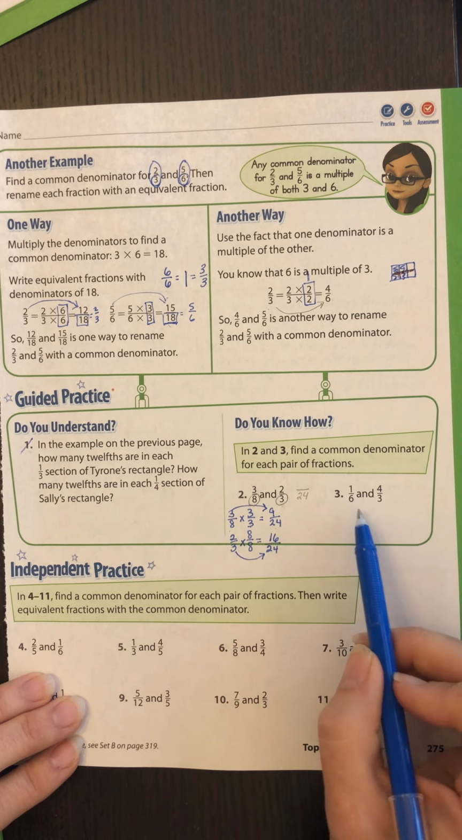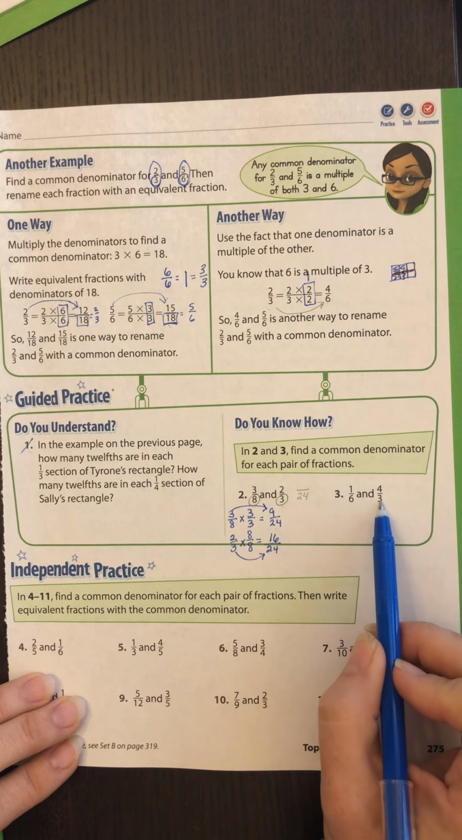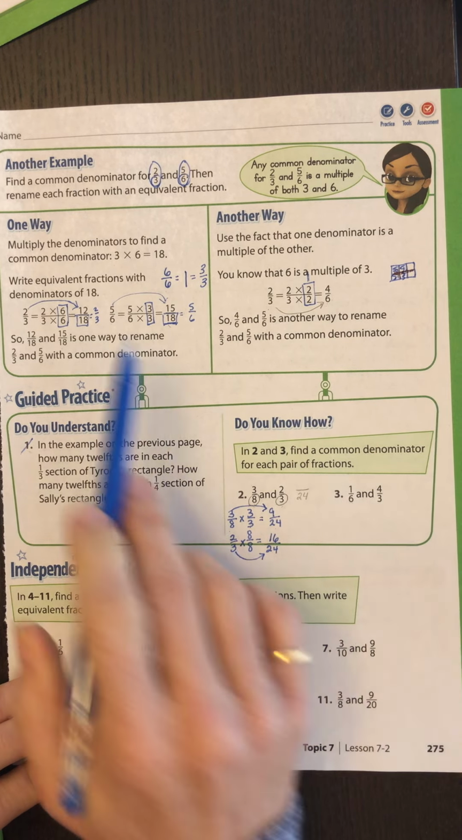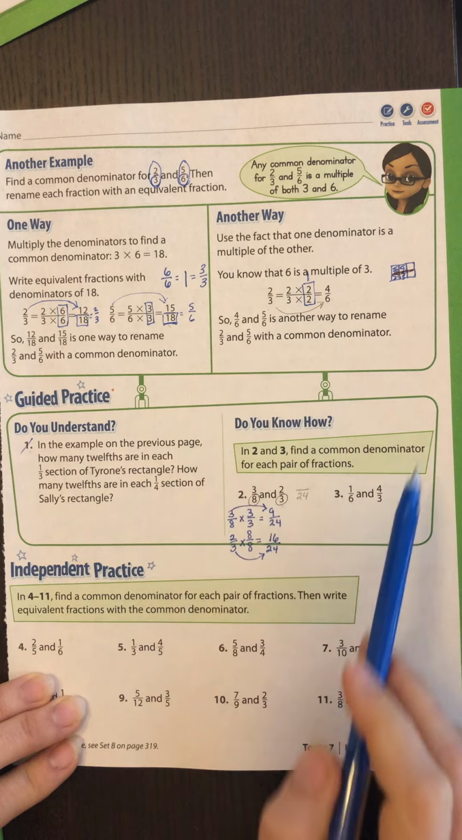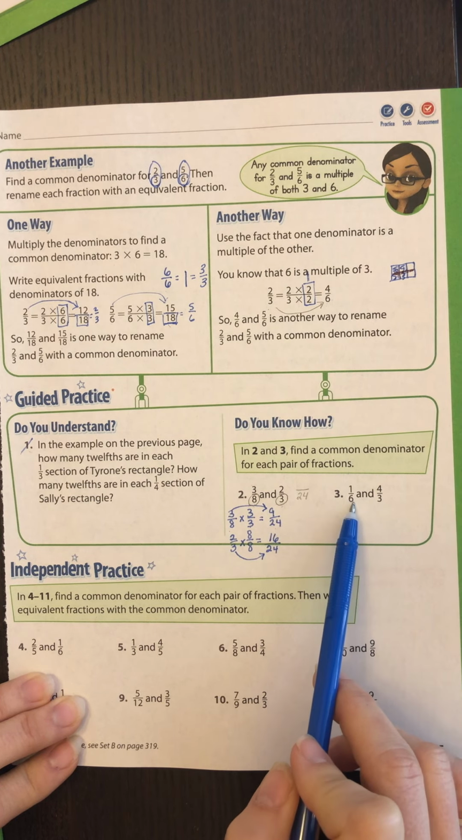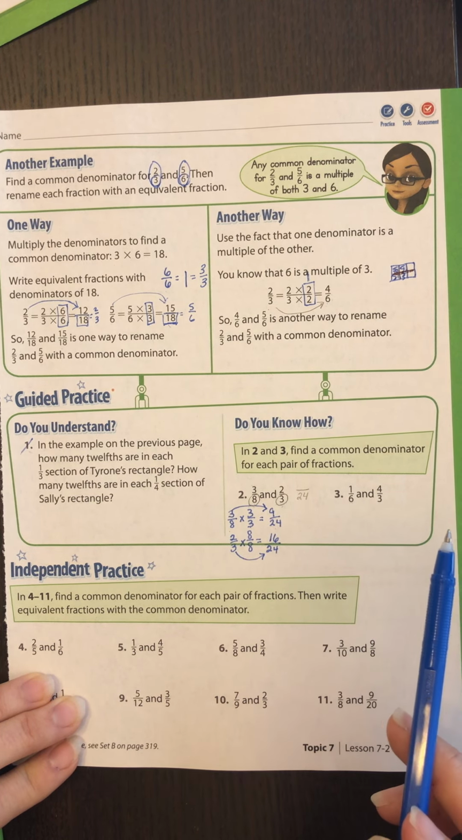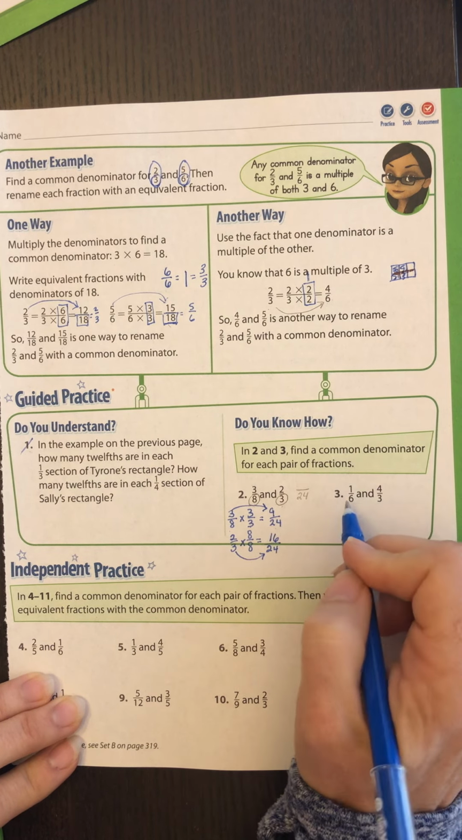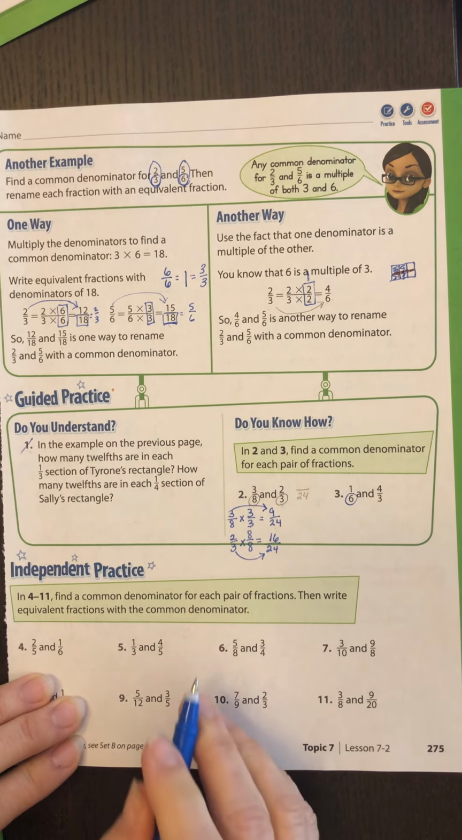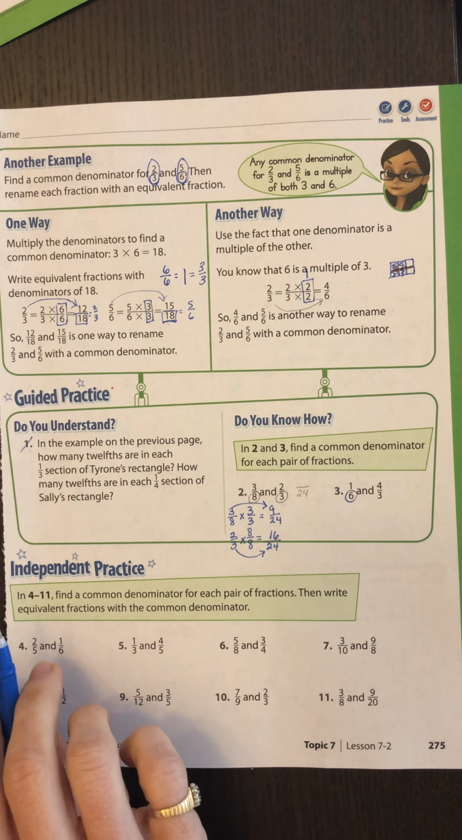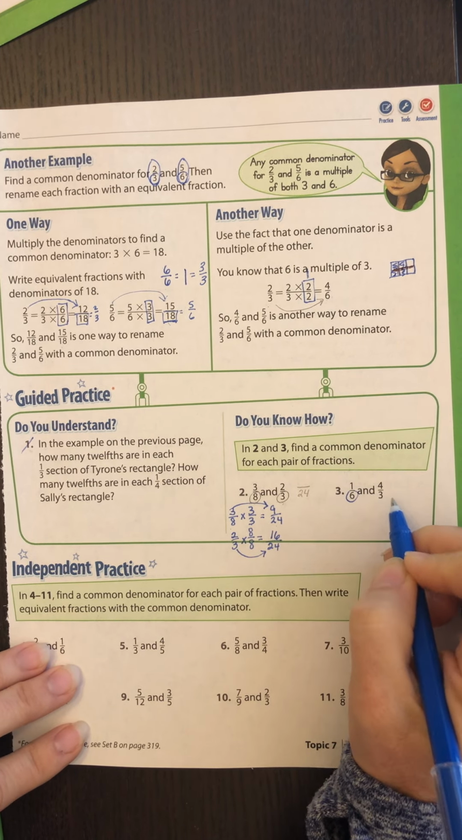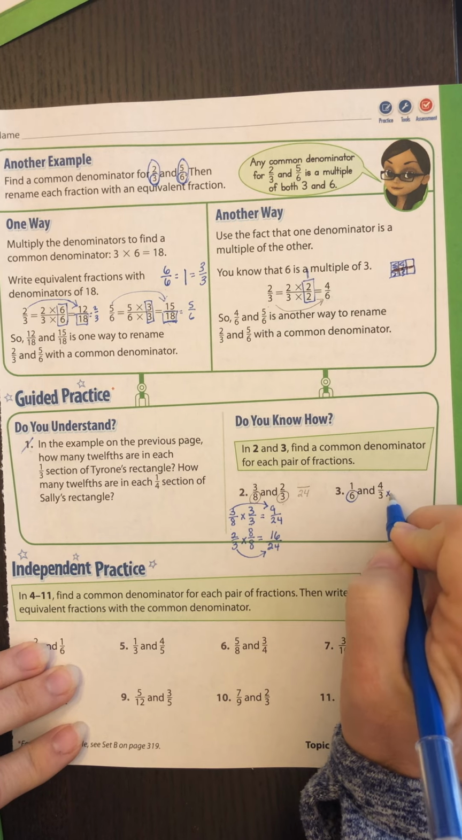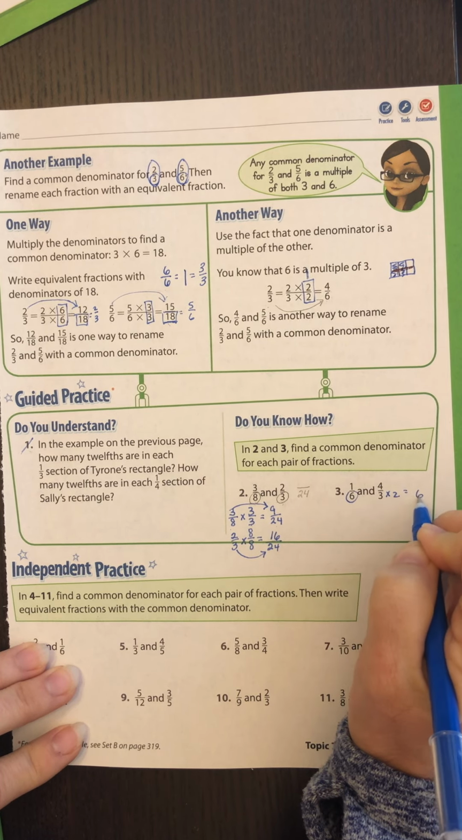All right, so let's look at number 3. Number 3, we have 6 and 3 for our denominators. We could do it either way because we do notice that 3 is a factor of 6, or 6 is a multiple of 3. So we don't have to multiply them together to get 18. We can use 6 as our common denominator. You look at the larger one. We know that 3 times 2 equals 6.